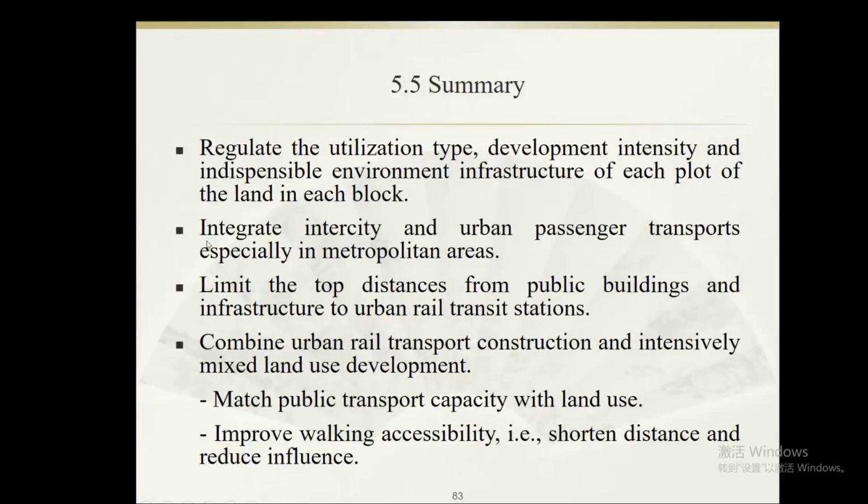The second, integrate intercity and urban passenger transports, especially in metropolitan areas. Multi-layers of different types of rail transport network to connect intercity and the rail transport inside the city. Which country? Remember this one?